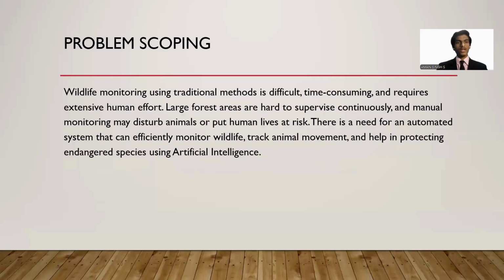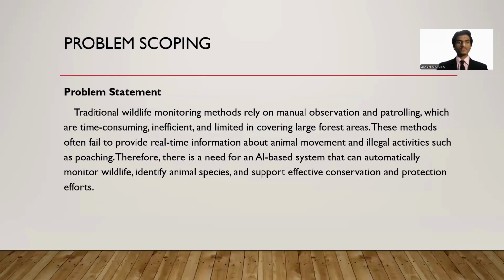Problem scoping. Wildlife monitoring using traditional methods is difficult, time consuming, and requires extensive human effort. Large forest areas are hard to supervise continuously, and manual monitoring may disturb animals or put human lives at risk. There is a need for an automated system that can efficiently monitor wildlife, track animal movement, and help in protecting endangered species using artificial intelligence.